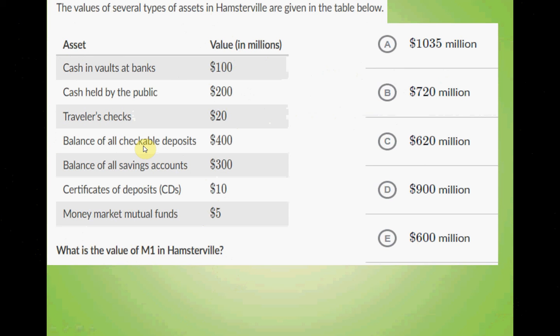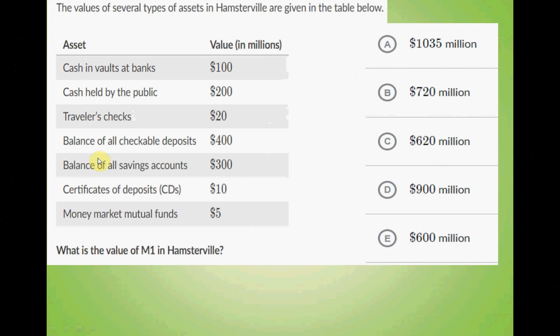Balance of all checkable deposits. You go to the grocery store and you write a check. That is money that is readily available. Today you'd probably use a debit card, right? It comes out of your bank account immediately instead of having to go through a checking system. So balance of all checkable deposits, well, that's also readily available. Remember, M1, super liquid, readily available money. So 220 plus 400, now we're up at 620.